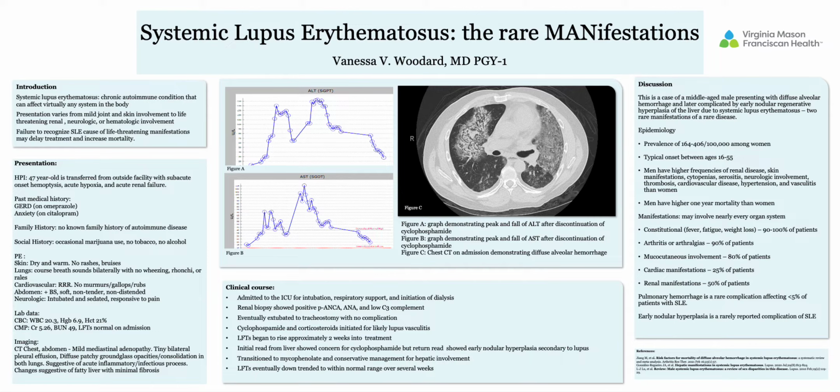Pulmonary hemorrhage is a rare but life-threatening manifestation affecting less than 5% of lupus patients. Additionally, early nodular hyperplasia is rare in lupus, as lupus itself rarely causes elevated LFTs. So in addition to this patient being male, which may have made us less likely to consider lupus as the diagnosis, he had 2 rare manifestations of this disease.